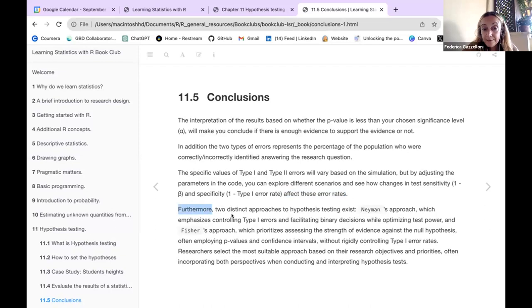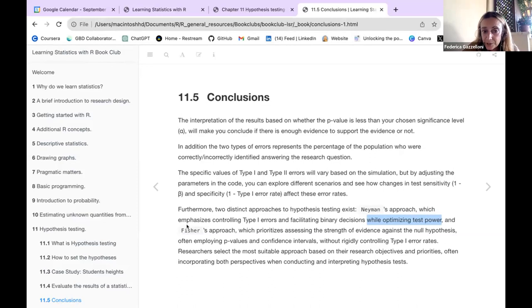Furthermore, the chapter ends with touching on two distinct statistical approaches to hypothesis testing, which are the Neyman and the Fisher approach. The Neyman approach emphasizes controlling type 1 error and facilitating binary decisions while optimizing the test power. Okay, we haven't mentioned much about this test power, which is the beta for the type 2 error. And when you simulate your data, you can adjust the result of this power, so you might want to simulate more data to analyze the results.